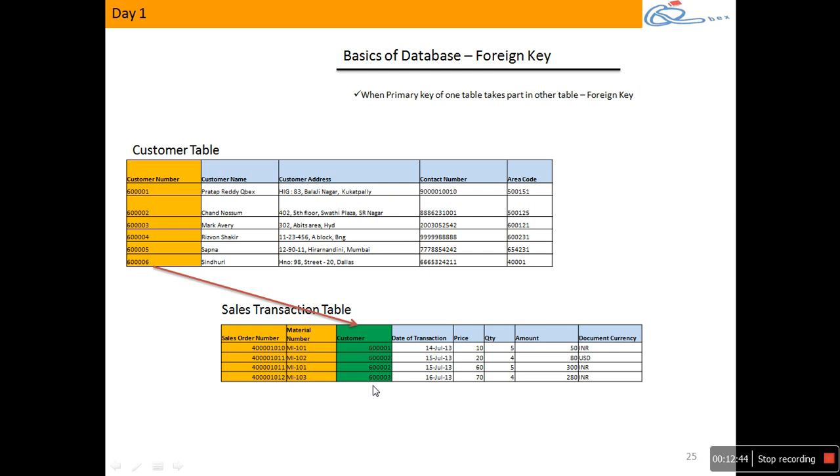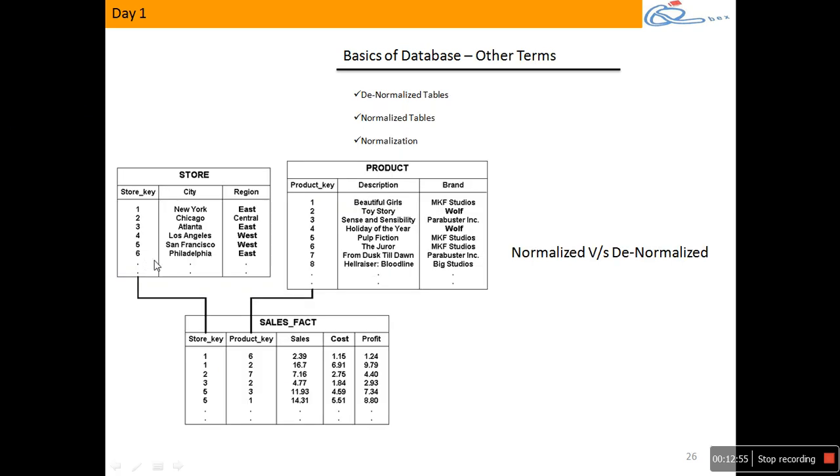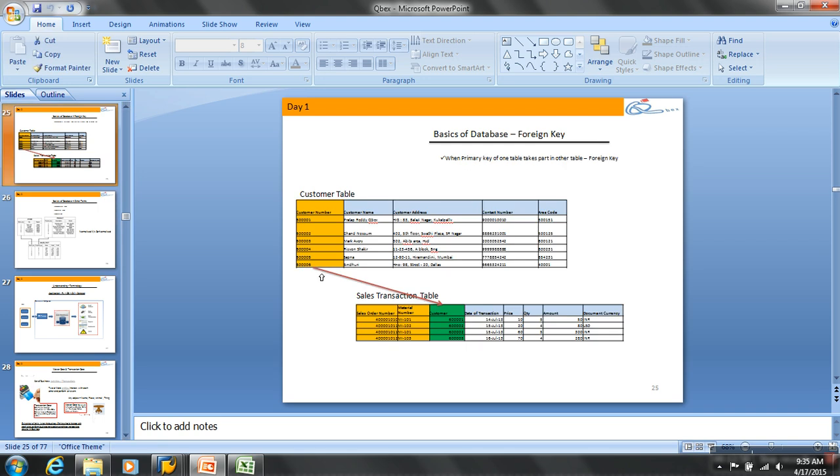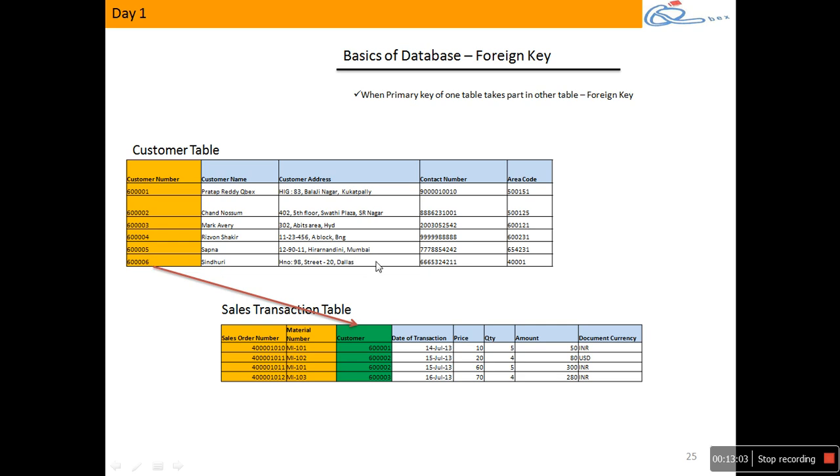Now with the help of primary key and foreign key, I am able to relate tables. I am able to establish referential integrity between tables. Referential integrity means, now look at this. Suppose I don't have this customer 600006 here. It should not allow me to insert a sales transaction with 600006. If I don't have customer 600006 in the customer table, the sales table should not allow me to insert a transaction with that customer. It should say there is no customer with this name. That is called referential integrity.